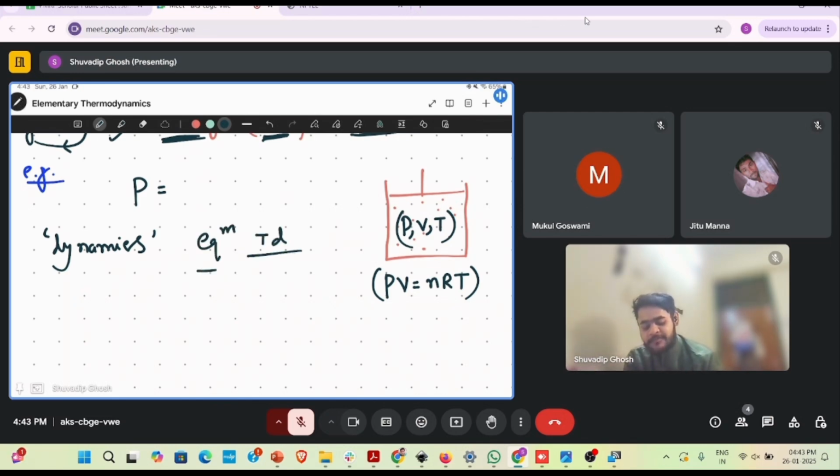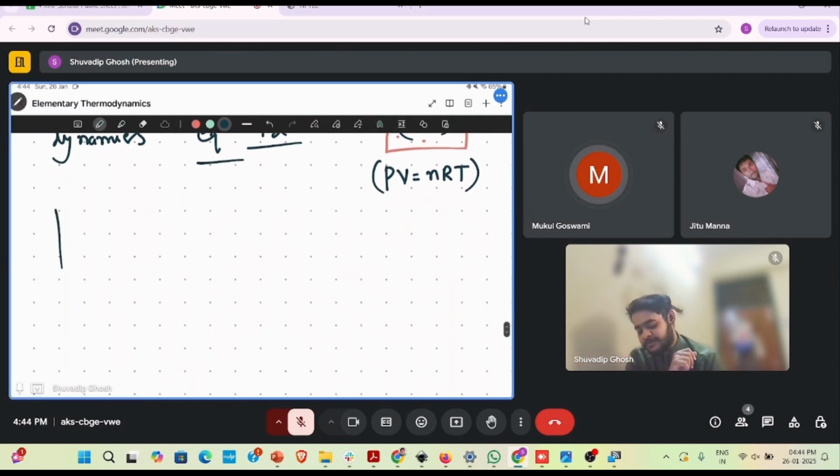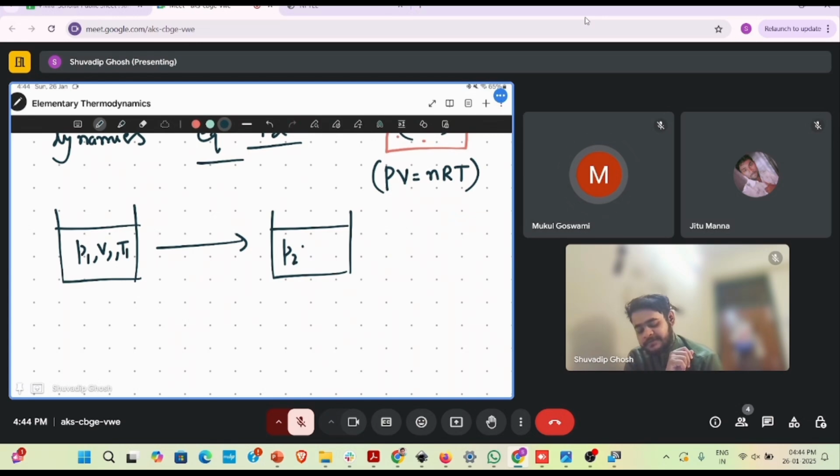Equilibrium thermodynamics deals with the equilibrium state that is not changing with time. An equilibrium state does not change with time. So it is time independent, so there is no dynamics basically. Clear? Then you can ask that we have studied that there is P1, V1, T1, and it is changing to P2, V2, T2, right?